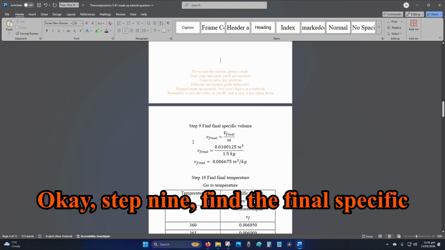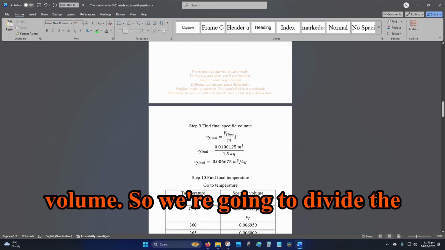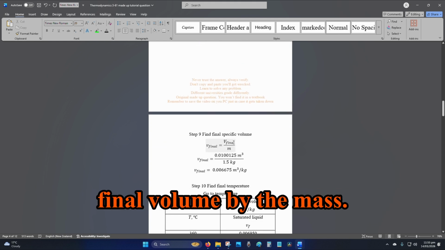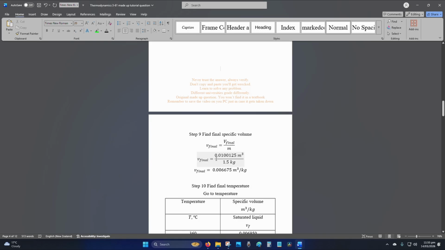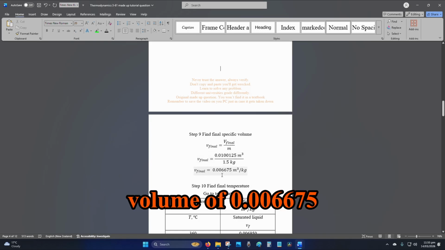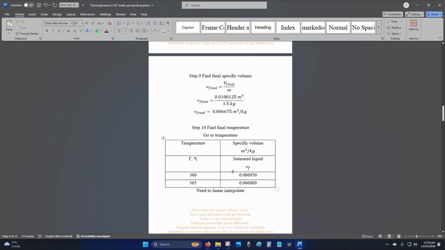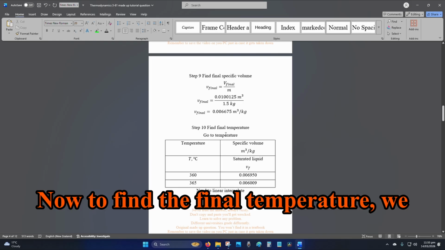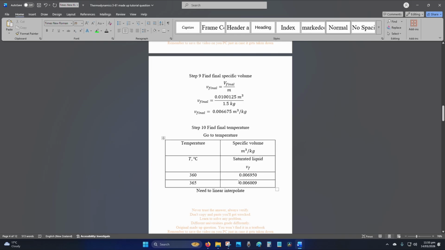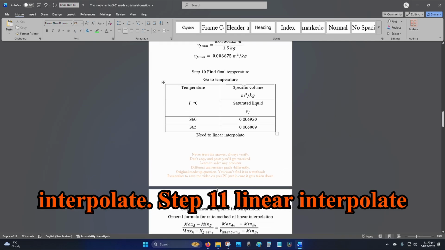Okay, step 9, find the final specific volume. We divide the final volume by the mass. This gives us the final specific volume of 0.006675 meters cubed per kilogram. Now to find the final temperature, we compare this with our temperature table. It's in between, so we need to linear interpolate.